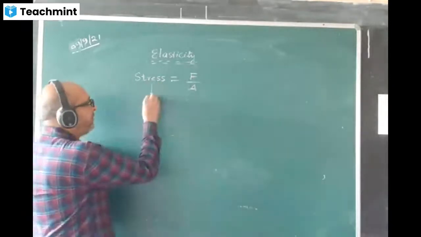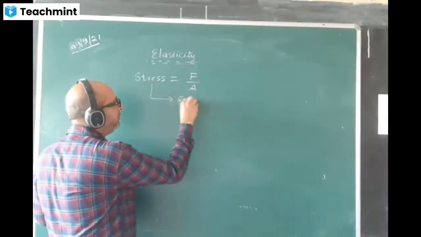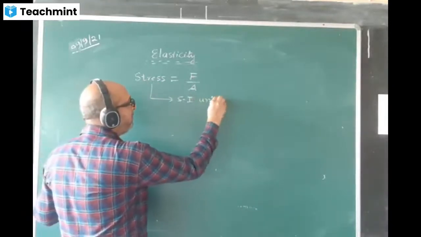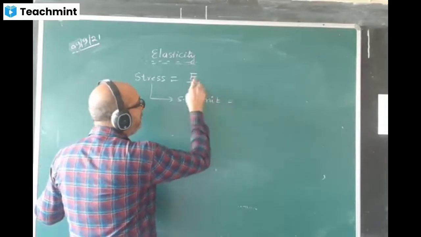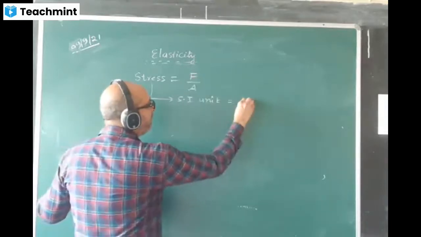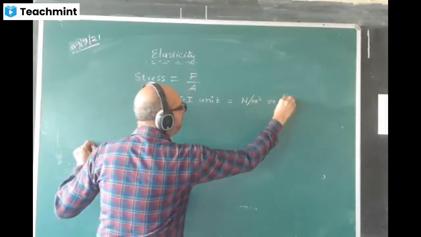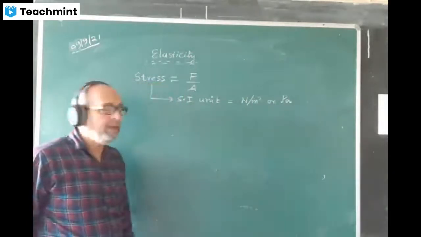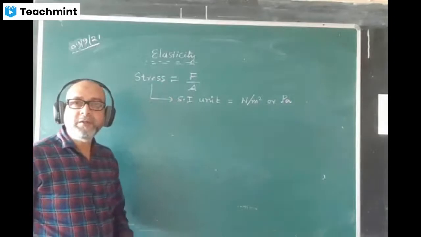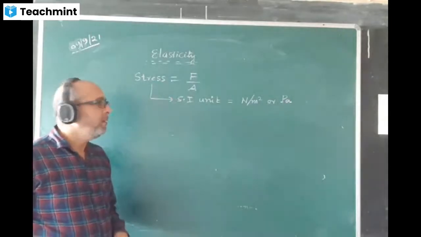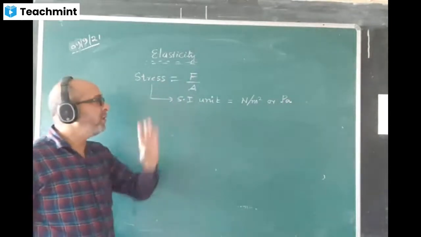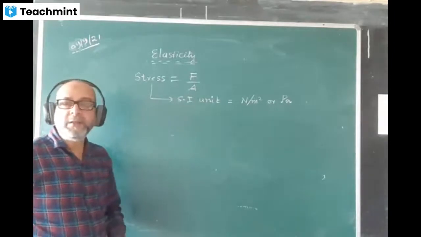So it is a kind of pressure only. The SI unit, you can write here SI unit. SI unit is Newton per meter square, or we can write Pascal, Pa. Pascal is a unit of pressure, same as Newton per meter square. So SI unit of stress is Newton per meter square or Pascal.